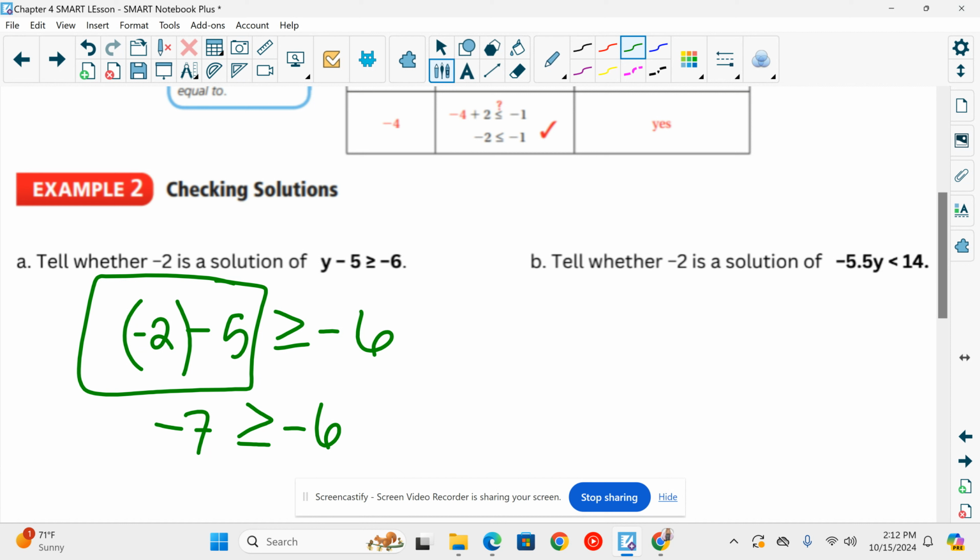Well, if you think about it on the number line, here's negative 6. Is negative 7 greater than negative 6? No. It's to the left of it, so if it's to the left, it's actually less. So this is not true. Not a solution. It doesn't work.